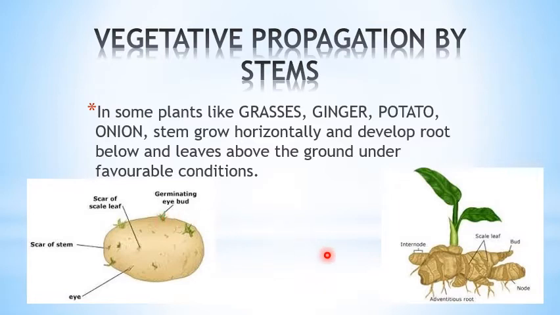Similarly, in the ginger you can see various nodes and internodes, and the buds are there. If you keep them undisturbed for some time under favorable conditions, the new plant will come out.